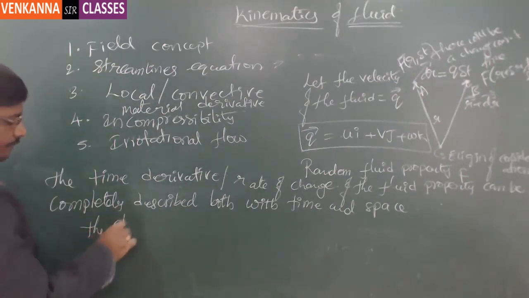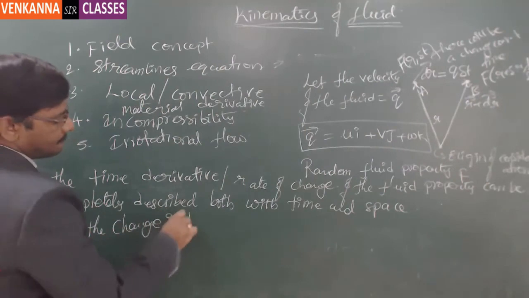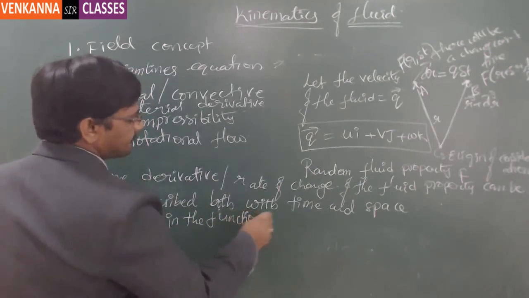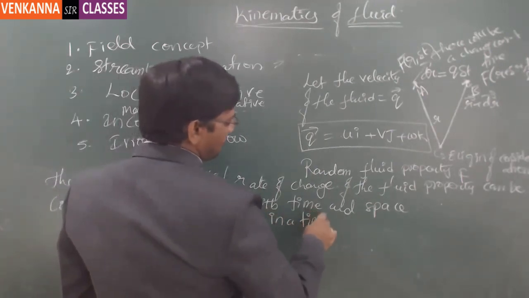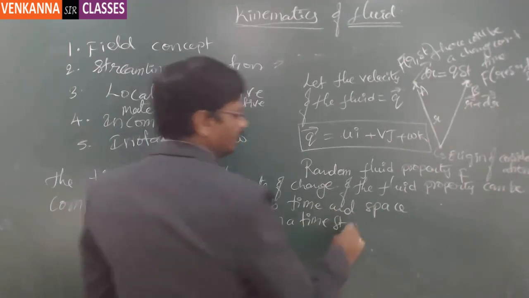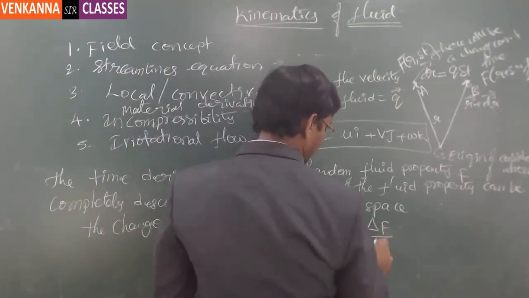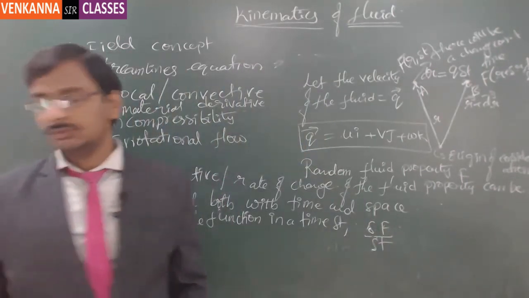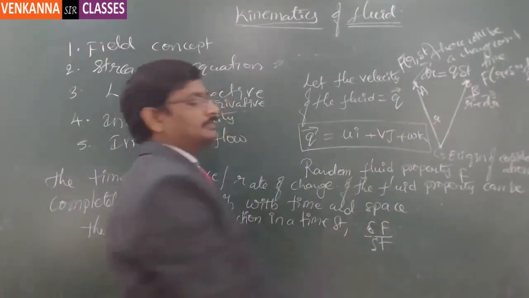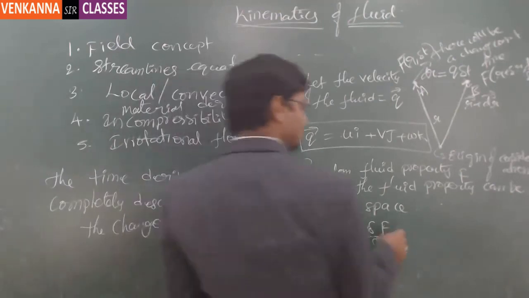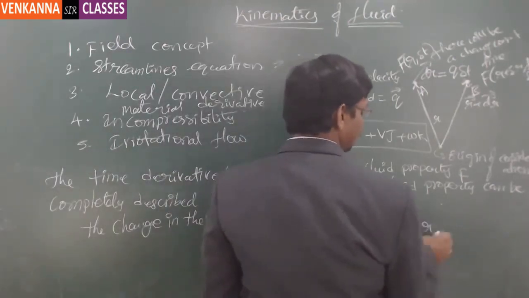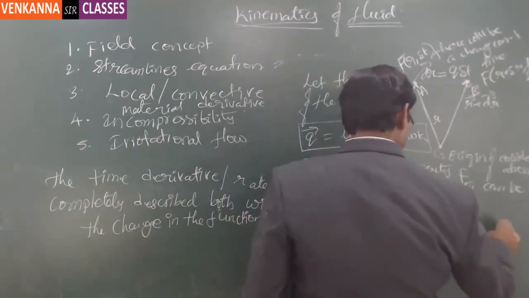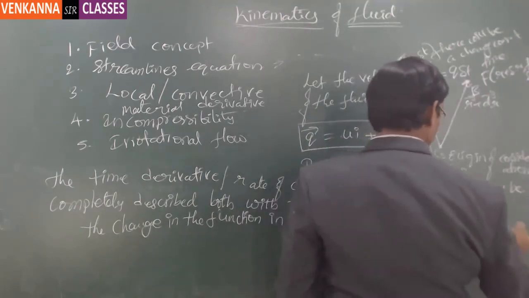Then the change in the function in a time delta t will be delta f divided by delta t, right? So this is the time rate of change of the function f with respect to time. Now with respect to time, the change is f of r plus delta r comma t plus delta t minus f of r comma t.